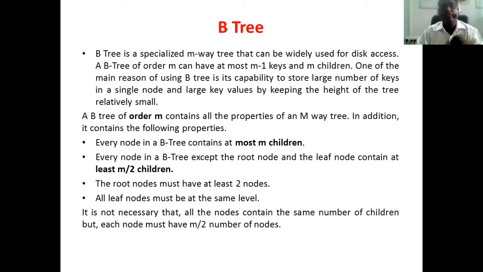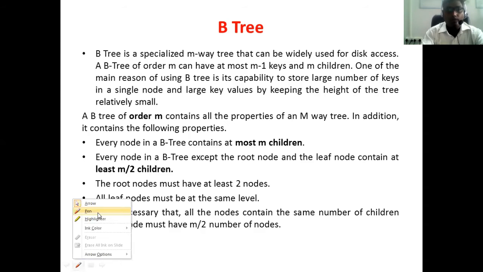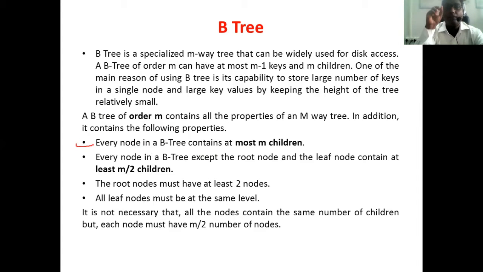The very first thing is every node in a B tree contains at most M children. At most M children. It means that if the order of the tree is 5, then the particular node contains a maximum of 5 children. At most 5 children. That means how many children can we give to a particular node? We will connect 5 children with a particular node.